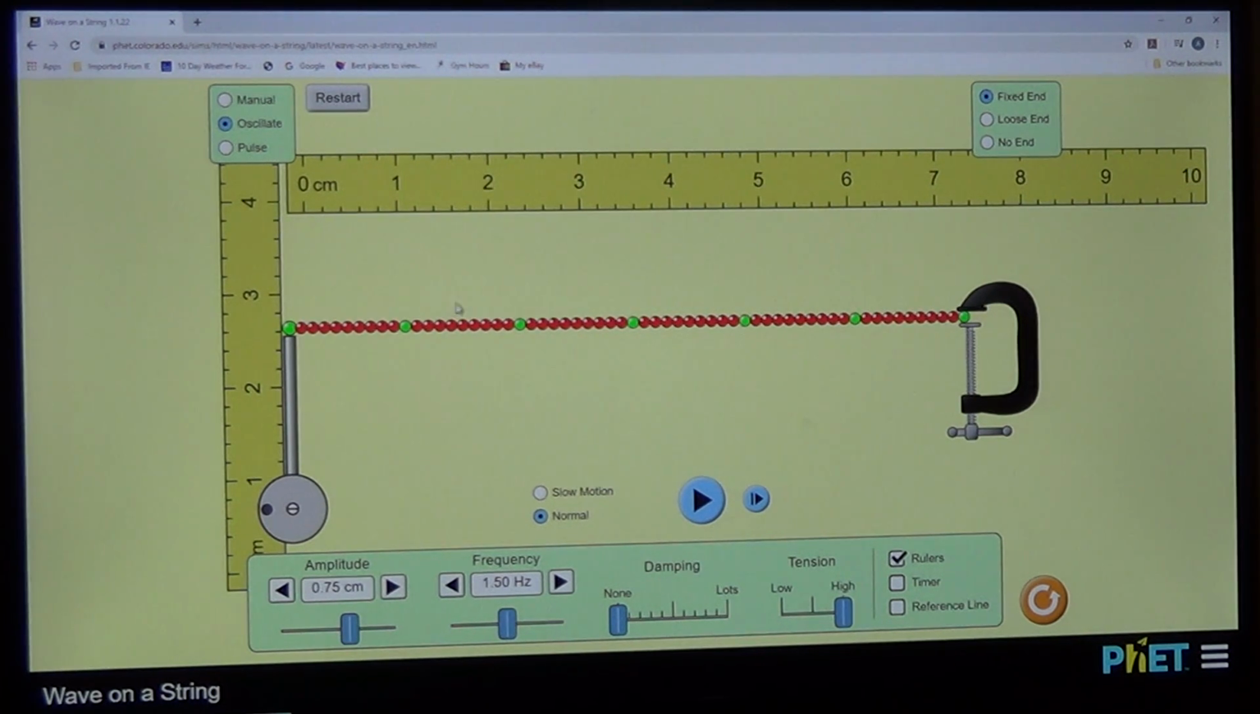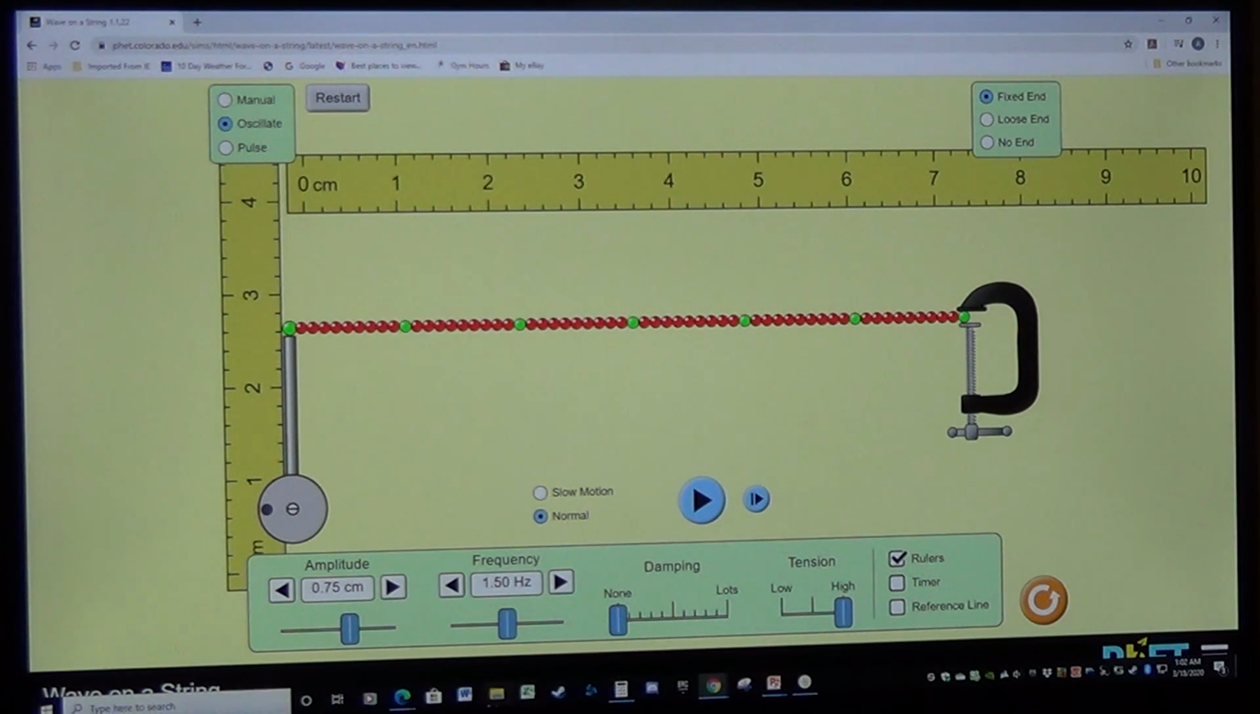So now I've got the length of my string, and I happen to know the speed of the wave. If you know those two items, you can go ahead and find the frequency, again, using your wave speed formula. Going back here.